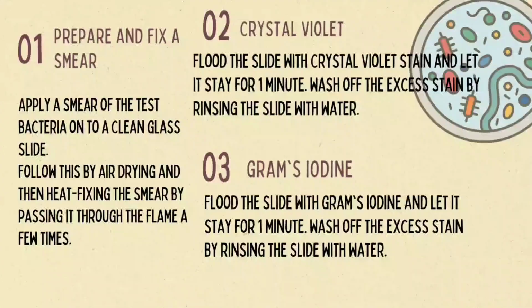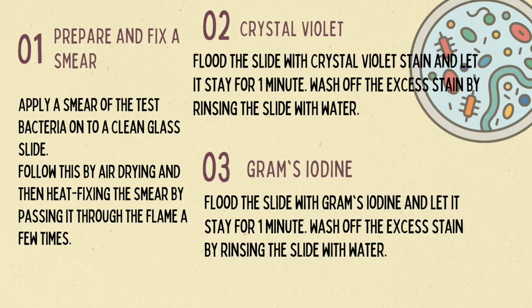Now let's move on to how we can perform a gram staining procedure. The first step is the preparation and fixation of a smear onto a slide. The first step begins with applying a smear of the test bacteria onto a clean glass slide. This is followed by air drying and heat fixing the smear by passing it through a flame a few times.